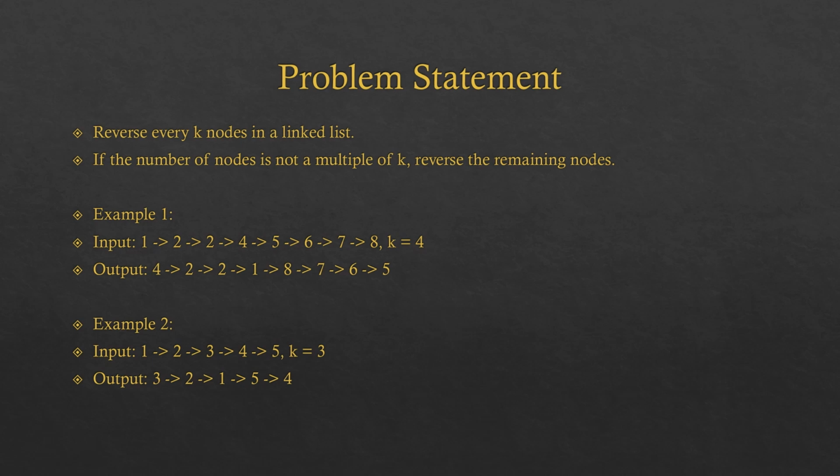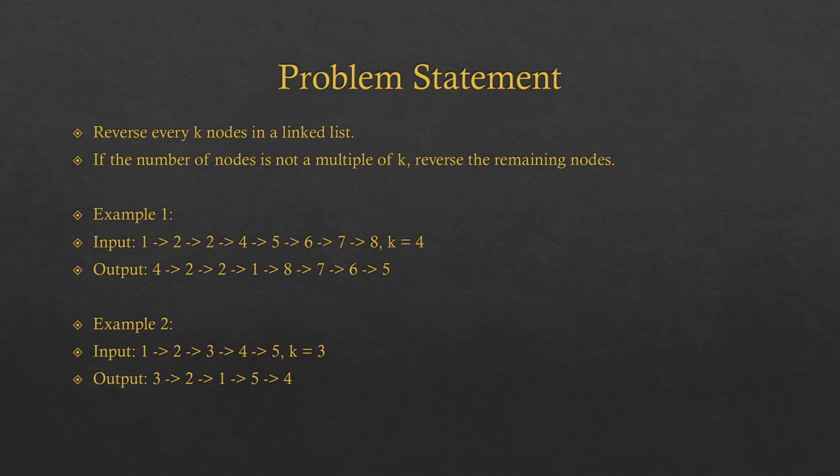Let's look at some examples. In the first example, we have the list 1, 2, 3, 4, 5, 6, 7 and 8 with k equal to 4. The first group of 4 nodes 1, 2, 3 and 4 is reversed, followed by the second group of 4 nodes 5, 6, 7 and 8. The resulting list is 4, 3, 2, 1, 8, 7, 6, 5.